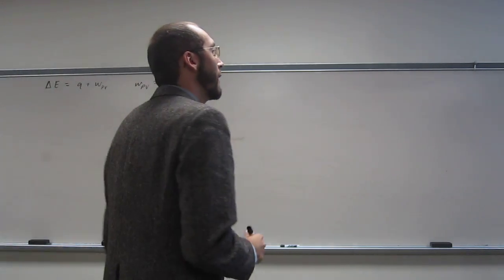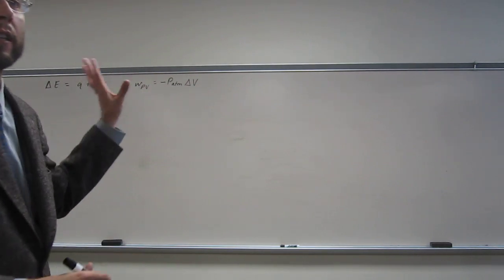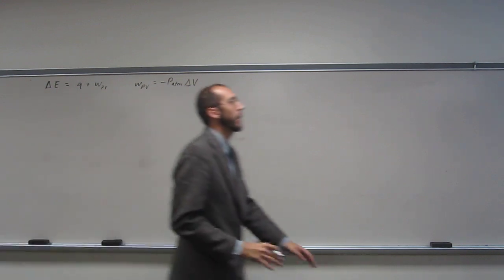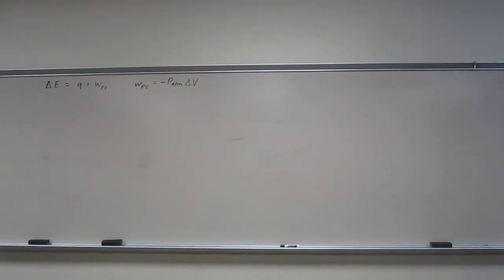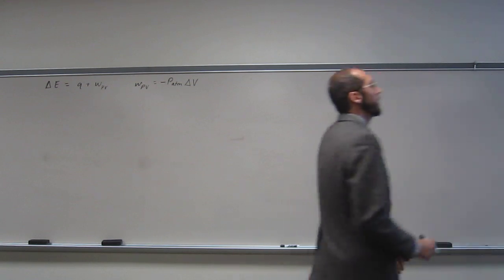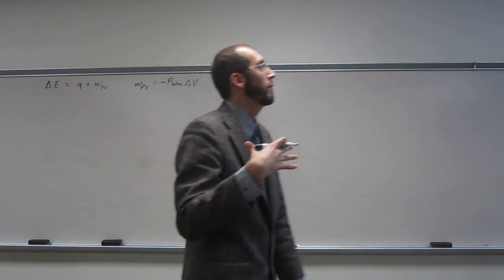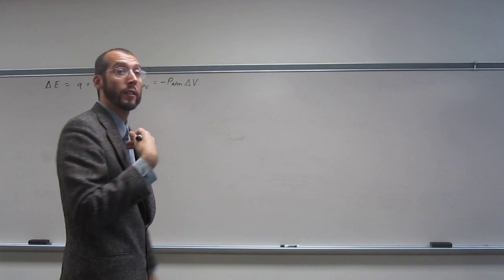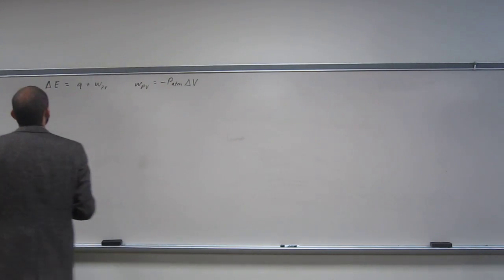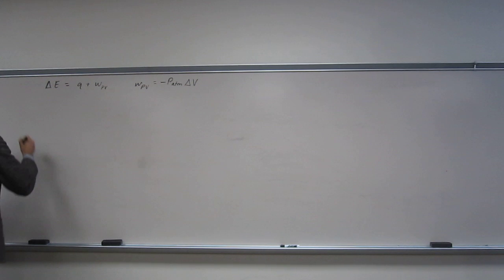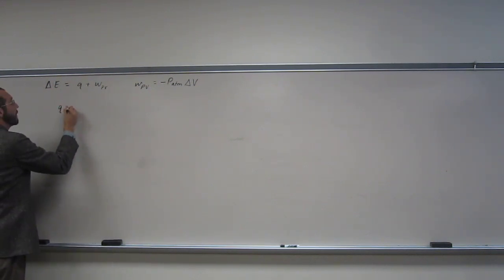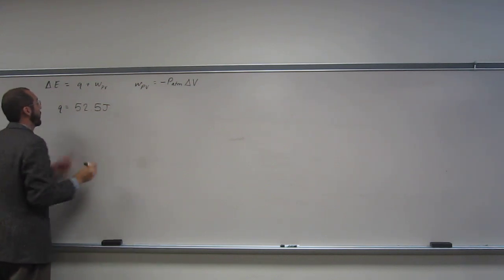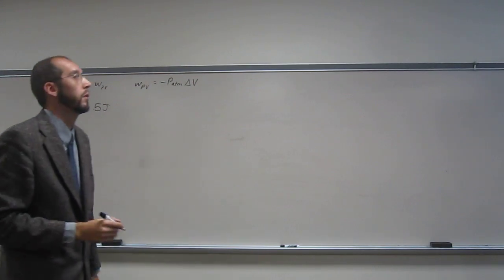So let's go ahead and write down the things that it gives us here. The reason I wanted to do this is because we want to think about what it's saying and what sign our energies are going in. So when it says it absorbs 52.5 joules of energy in the form of heat, it means it's gaining it, right? So that means plus 52.5 joules. Remember, heat is Q, so in this case, Q is plus 52.5 joules.